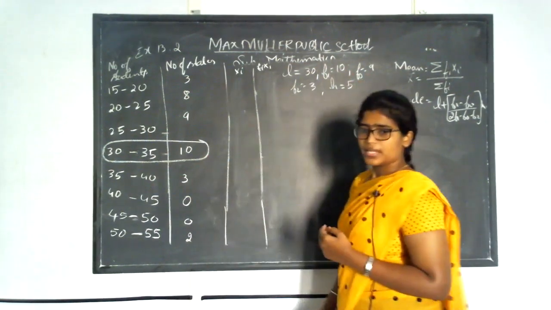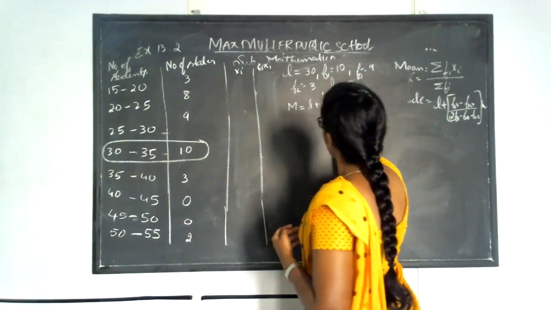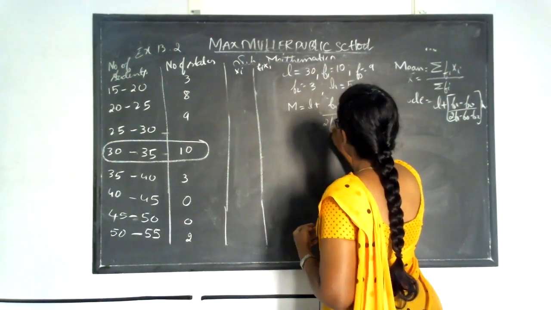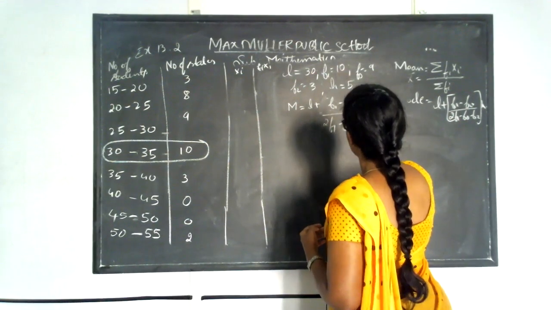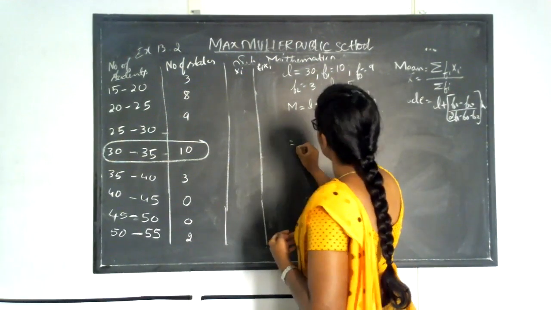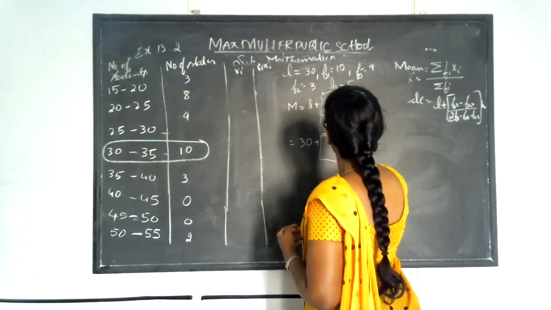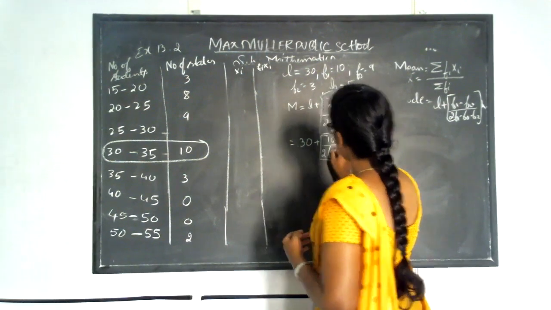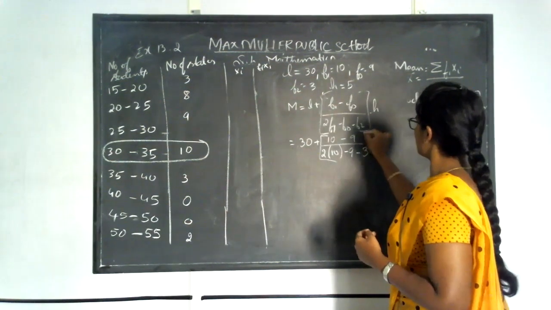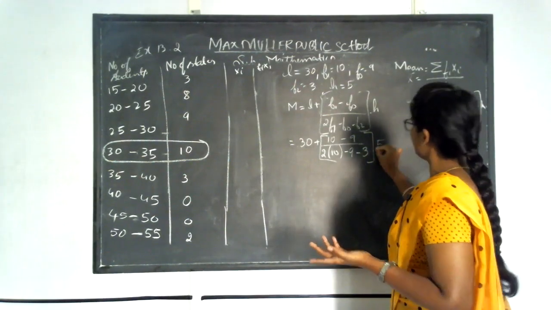H is 5. Clear? So the mode M will be equal to, write the formula, L plus (F1 minus F0) divided by (2F1 minus F0 minus F2) into H. So L is 30, plus F1 is 10, minus F0 is 9, divided by 2 into 10, minus F0 is 9, minus F2 is 3, into H, which is 35 minus 30, is 5.